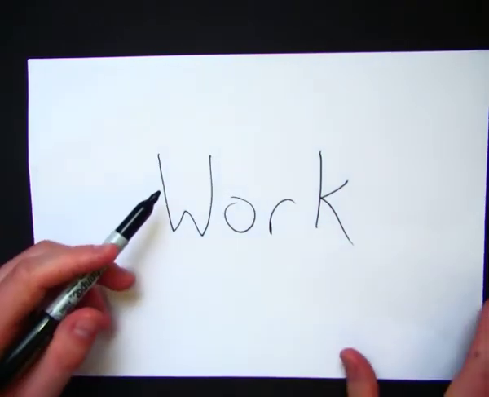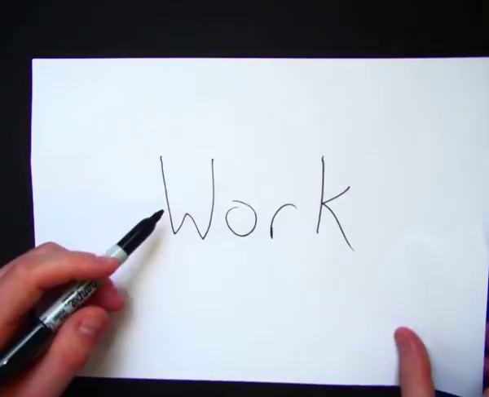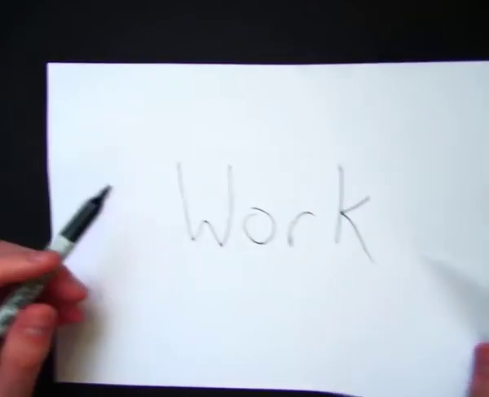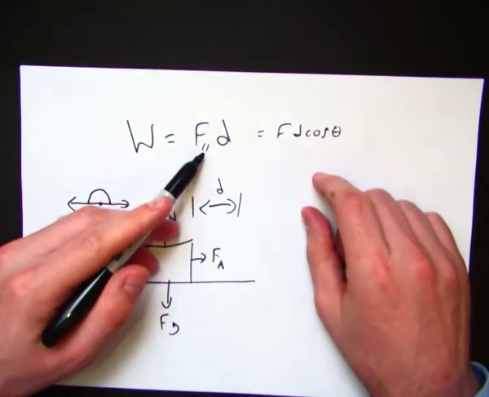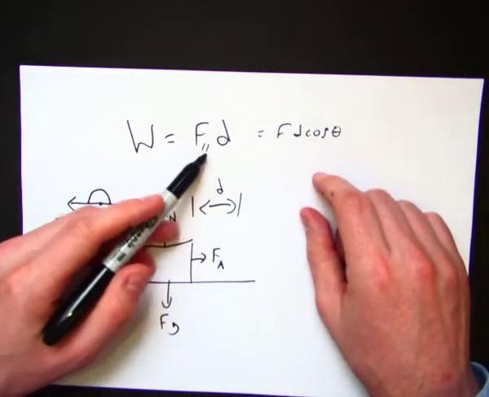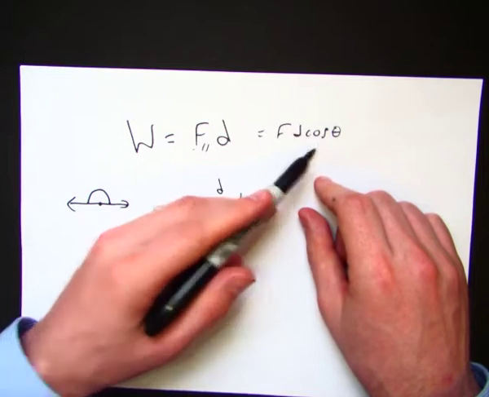Work is something that's extremely important in physics, and I'm just going to define it here like this. Essentially, here you can see I have a couple of drawings. Work is equal to the force parallel times distance. Parallel meaning that we're going to have to use a cosine theta.